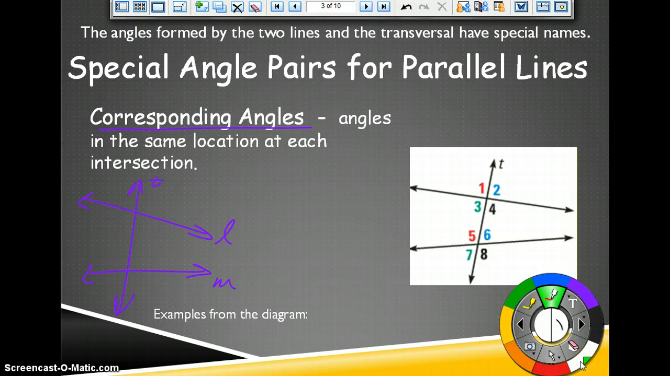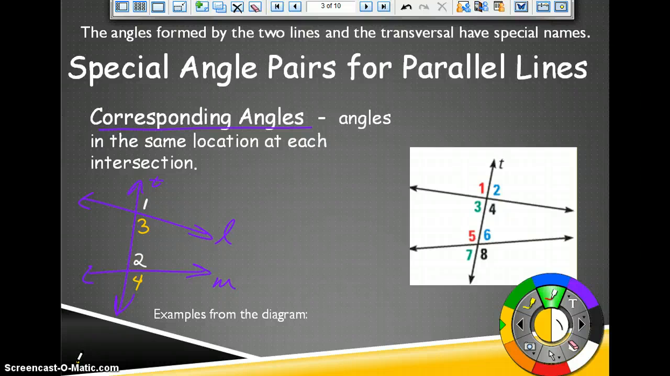Then corresponding angles would be something like this: angle 1 and angle 2. See, they're both in the upper right corner, so they're in the same location. Or maybe angle 3 right here and angle 4. Again, those are in the same location.